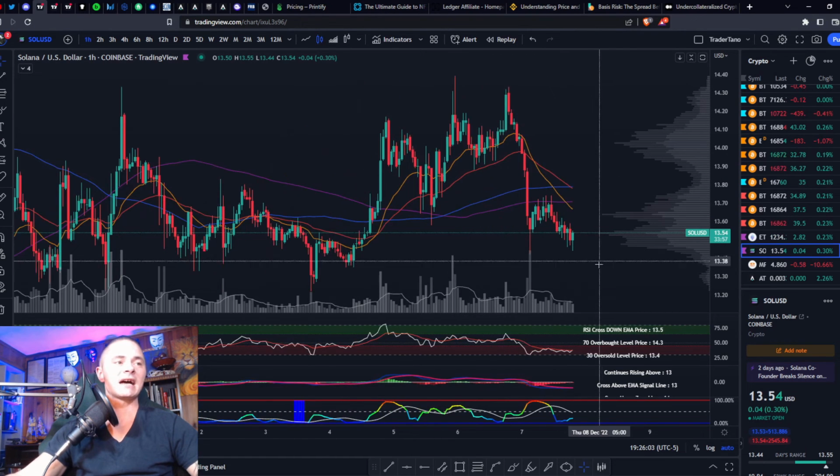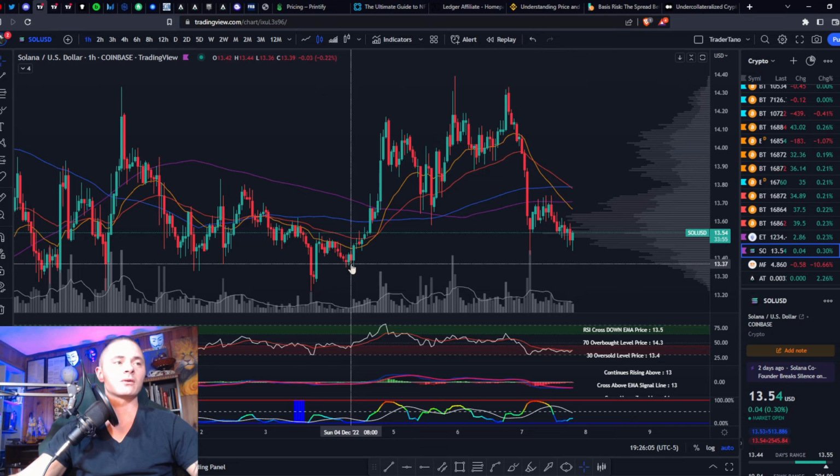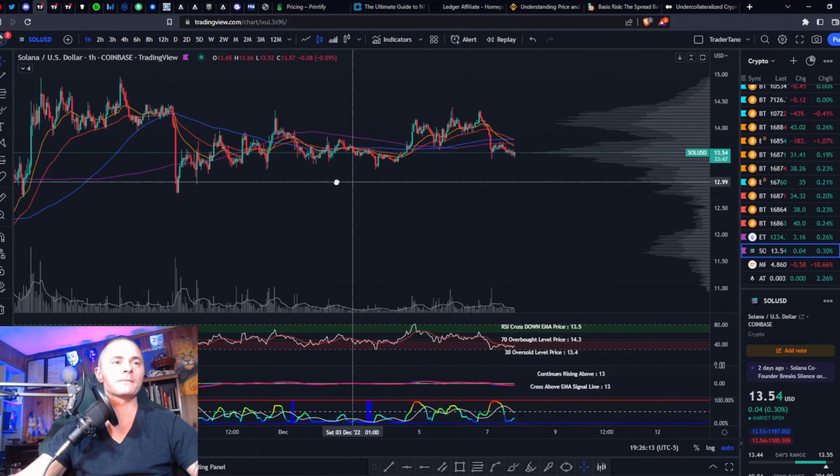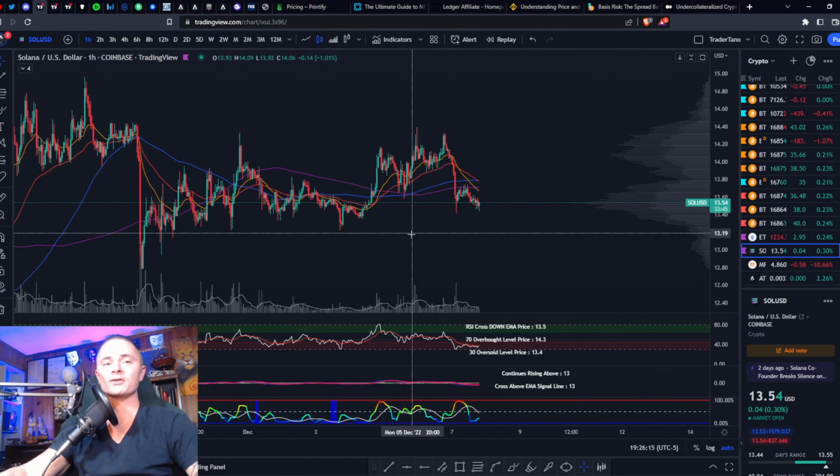If we break down below this low right here, the 1338 region, I expect this to go all the way back down to 1280. There's your bullish and bearish case for Solana.